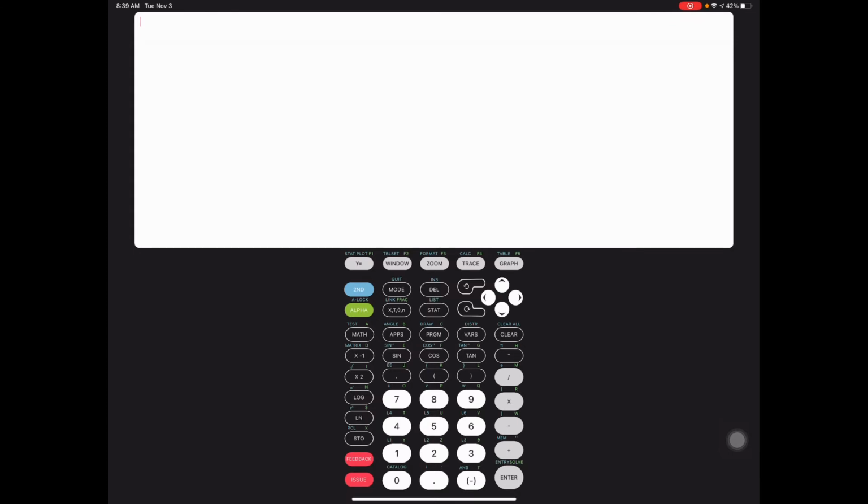Now looking at your graphing calculator, let me point out some of the things we just discussed under number 1. The y equals button you can see is in the top left corner.